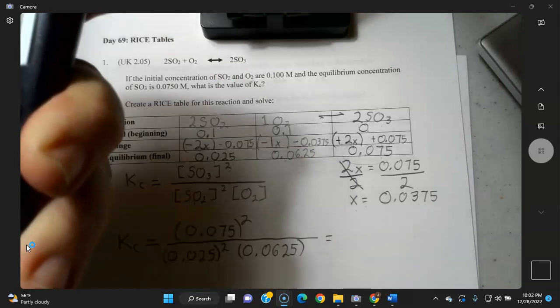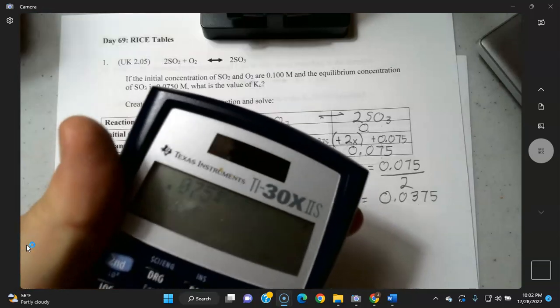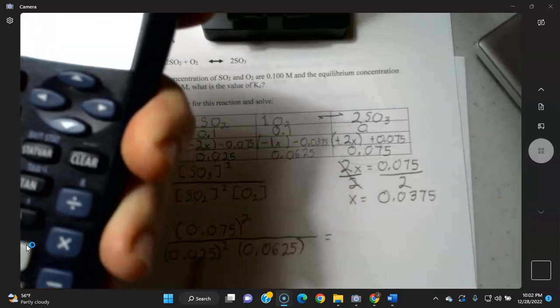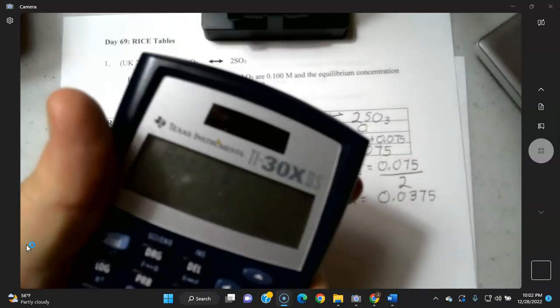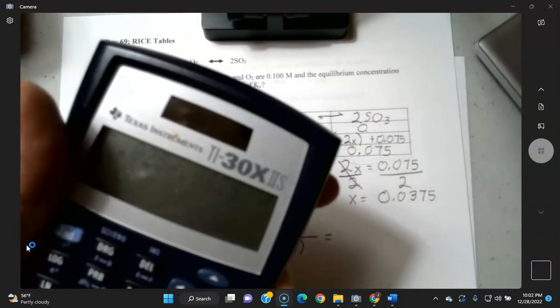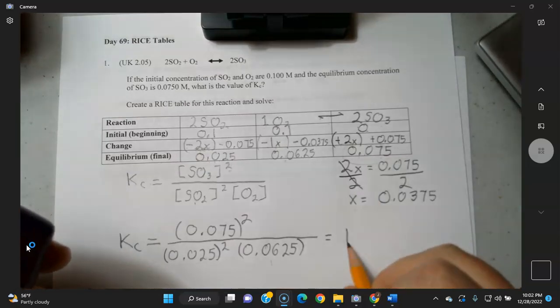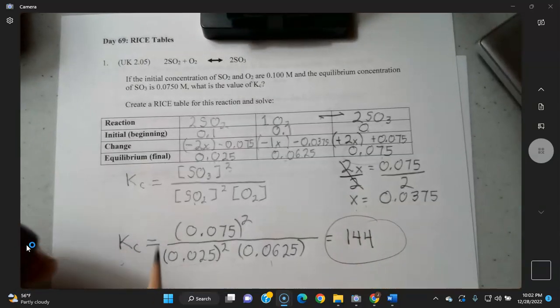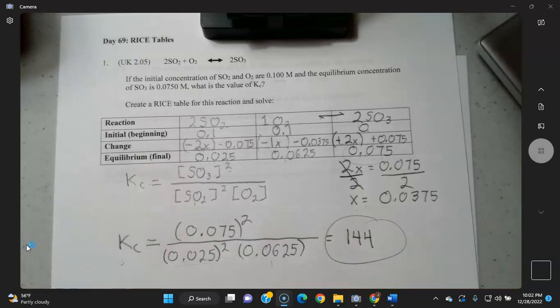So 0.075 squared, we're going to do that and get that number divided by, I like to just do these separate, 0.025 divided by 0.025 and then divided by 0.0625 and that gives us 144. So that's our final answer. Okay, no units of measure for an equilibrium constant. All right, we're going to move on.